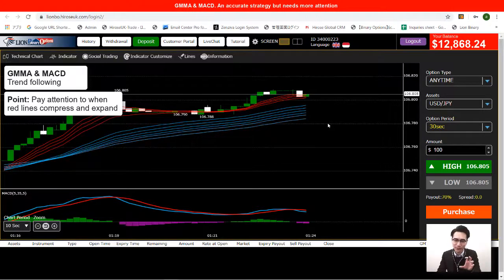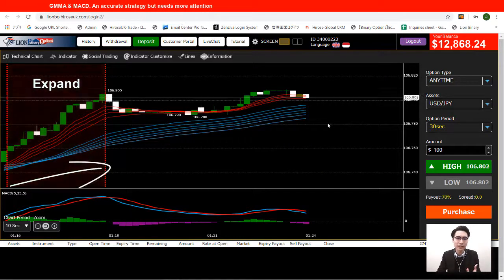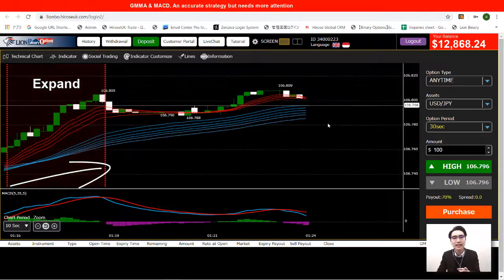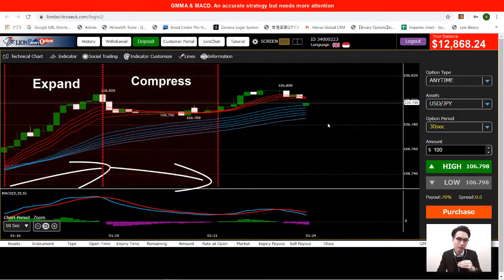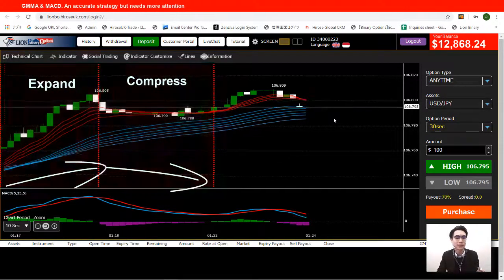First we need to identify the difference between compress and expand. In here it's pretty obvious. If we take a look here, this is expand, the price is developing upwards. At this point here, the price starts to drop, and that's where the price starts to compress. And if we take a look at the MACD as well, we can see that the price changes.